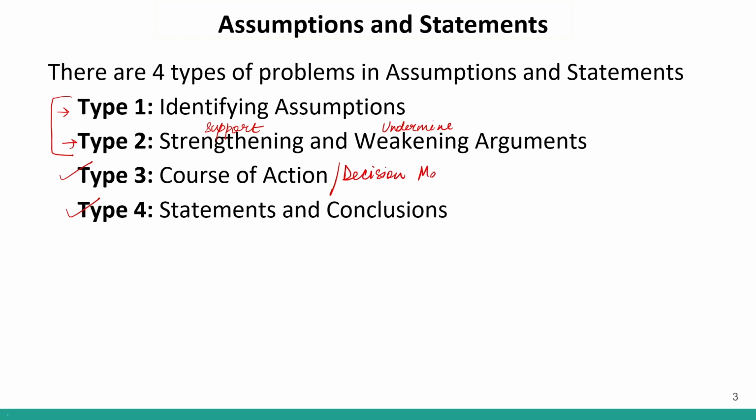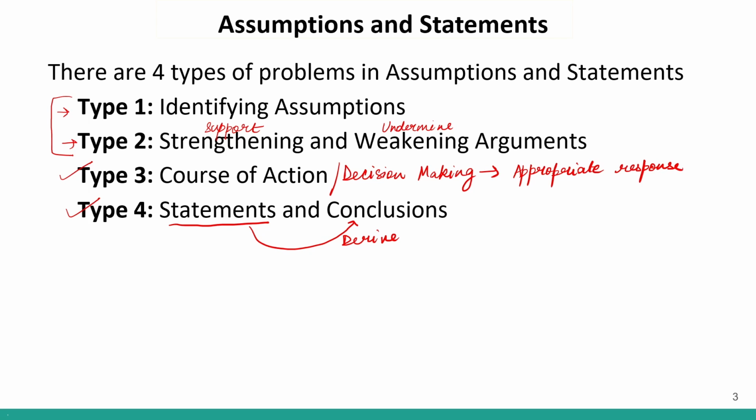So, type 3, course of action, is also known as decision making. Basically, we are given a statement which is a sort of problem, and then we are given certain courses of action. We have to decide what would be the appropriate response to the above problem. This is the gist of course of action. Then we have type 4, that is statements and conclusions. As the name suggests, we are given a statement from which we have to derive a conclusion. We have to tell which conclusion can be derived from this statement. We will discuss these two types in detail in today's lecture.